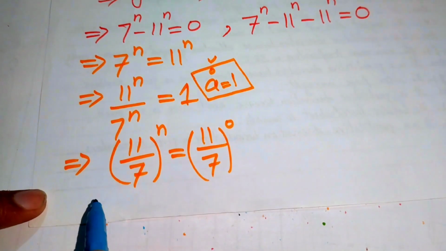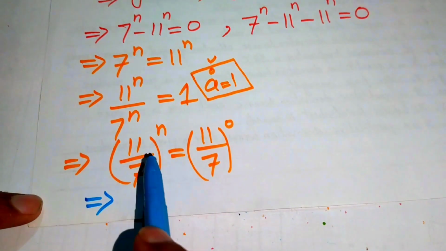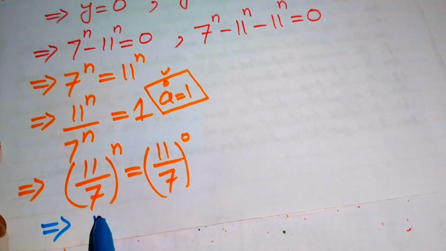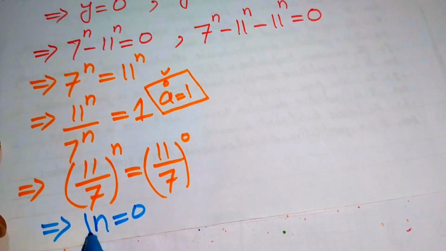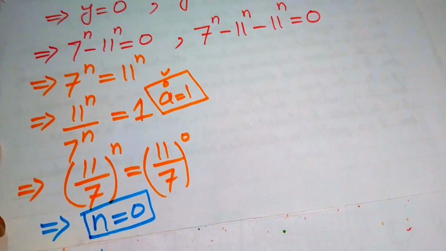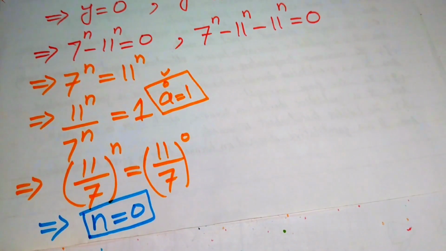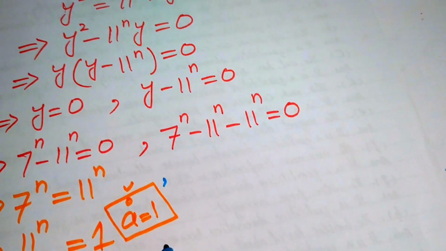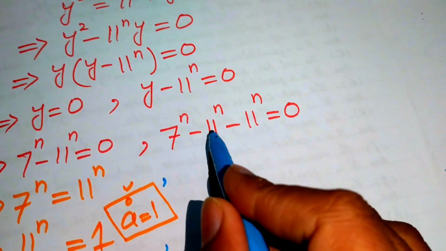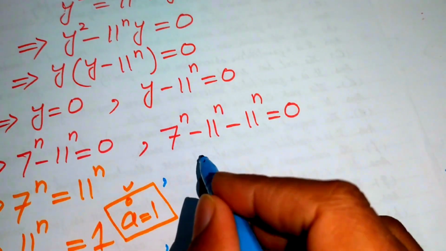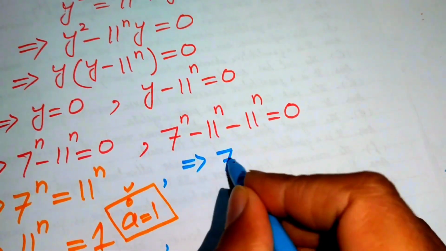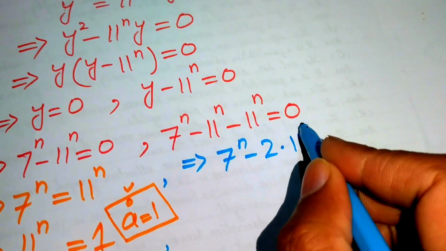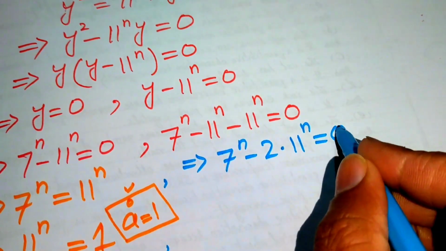And here you focus on both of the sides and you see that the bases are the same, so by comparing both of the sides we get n equals 0. So this is the first root of the given equation. And now we focus on the second case, and in this case we add minus 11 to the power of n and minus 11 to the power of n, and this implies that we get 7 to the power of n minus 2 times 11 to the power of n equals 0.